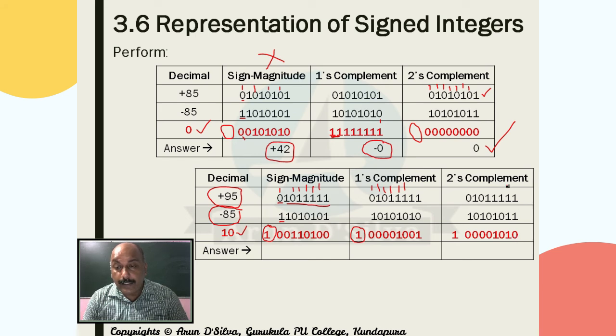I took it as a carry. Here I wrote. So now here I am adding 1 plus 1 plus 1. So 3 ones are there. I get the answer 11. So 1 I wrote here, 1 I took as a carry.